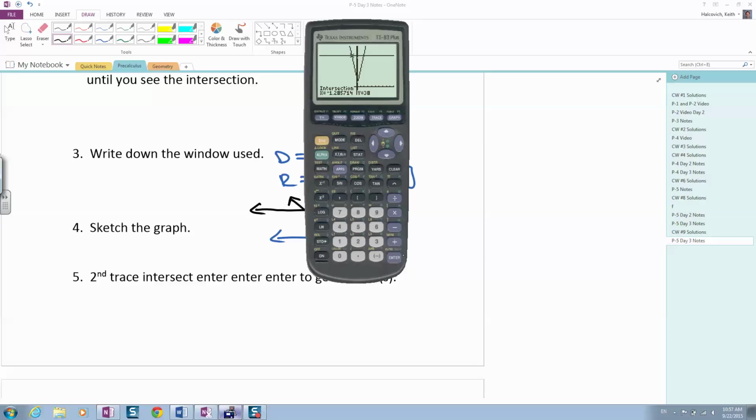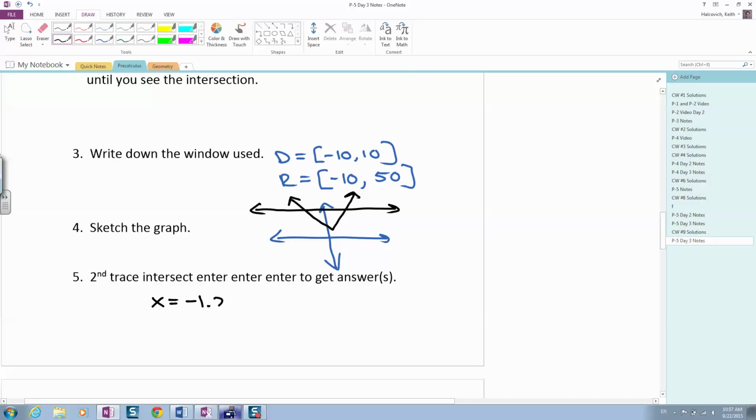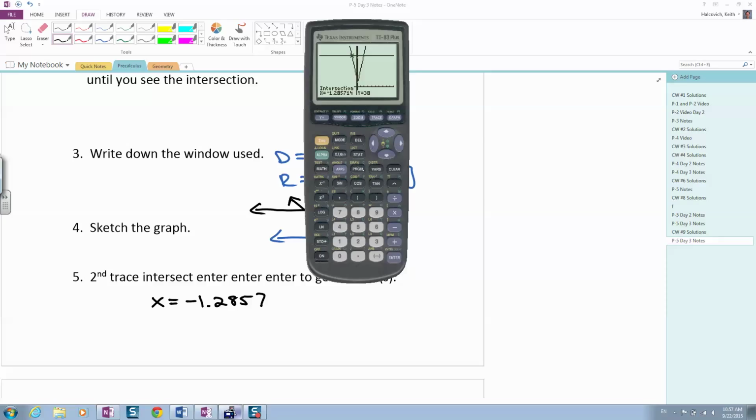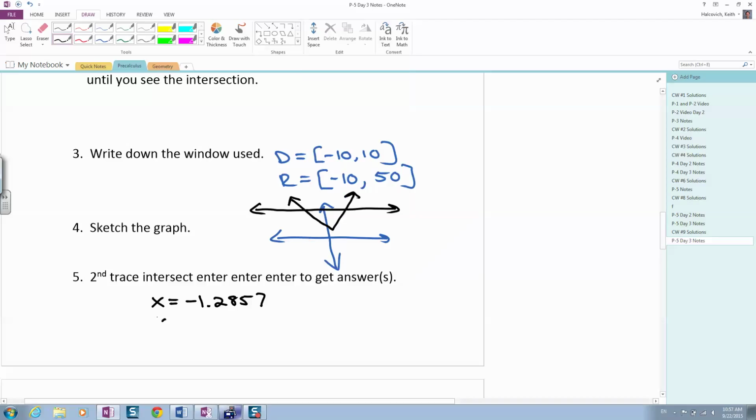enter, and that gives us our one intersection, x equals negative 1.22857. And then remember, to get the other one, we trace, and then we have to move it over past the vertex, and then notice we go second, trace, intersect, enter, enter, enter, and we get positive 1.8571. So those are our two answers that we got.